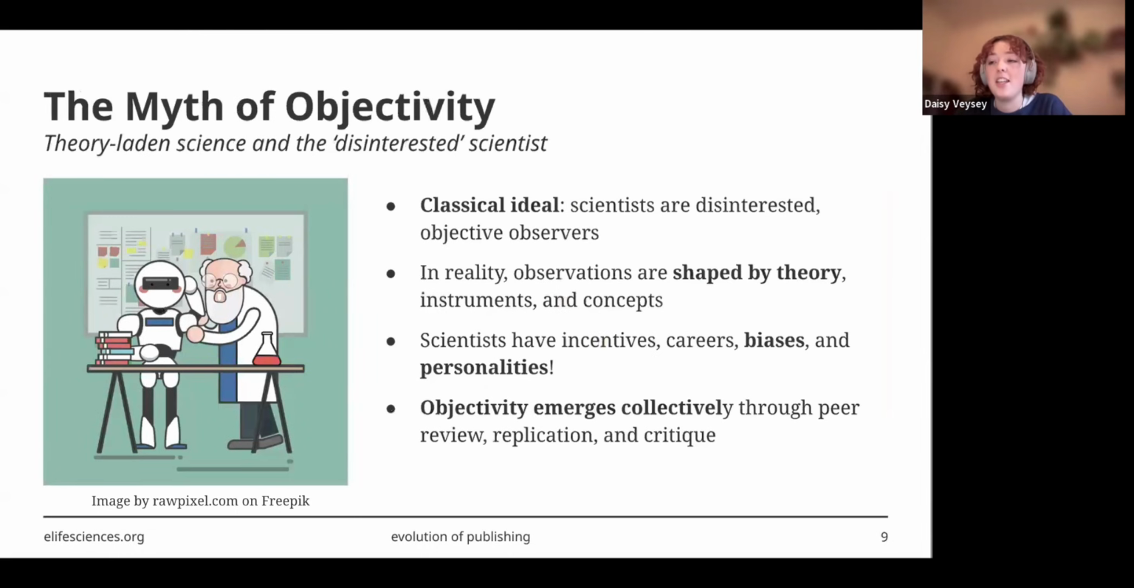This now brings us to the idea of theory-laden science, and now closer again to probably the modern conception of a scientist. The old ideal portrayed scientists as perfectly neutral, disinterested seekers of the truth, totally objective and value-free. But in reality, scientists are humans. They have careers, they have funding pressures and personal biases and values.